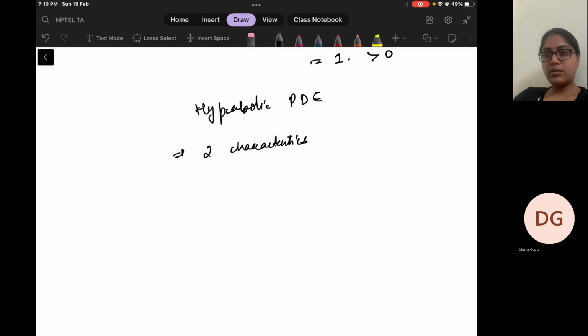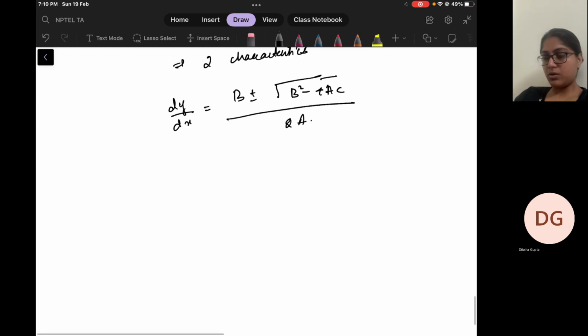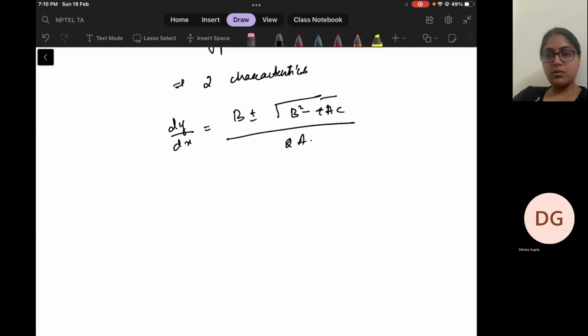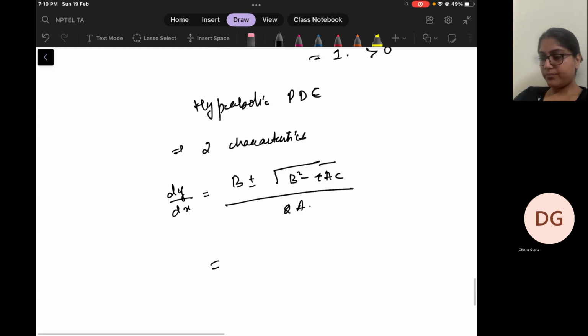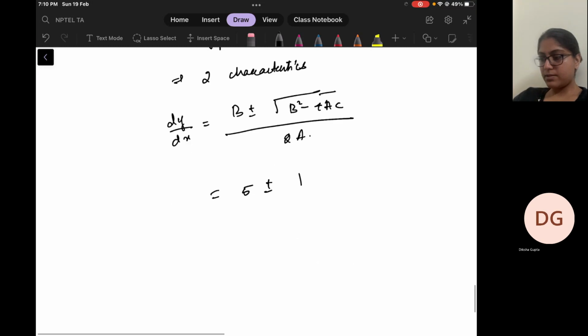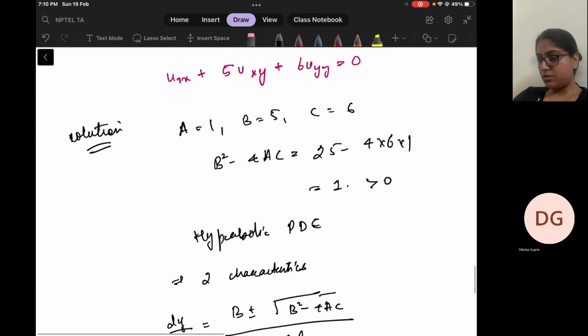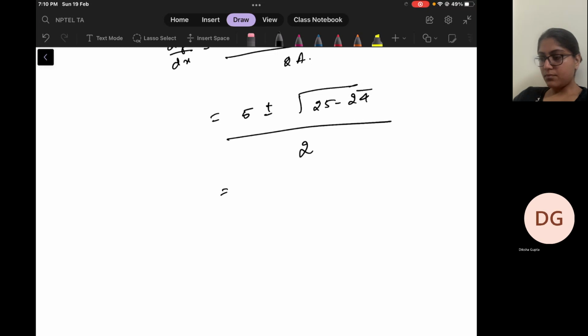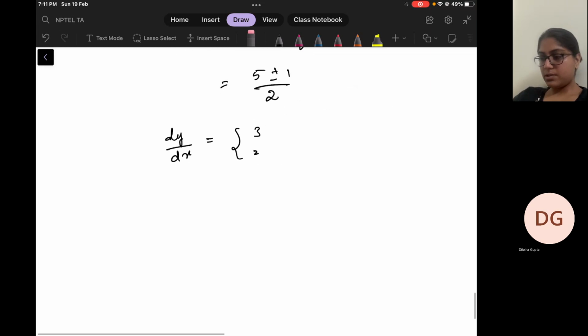Okay, and how do we find those characteristics? dy by dx is equal to b plus minus root of b square minus 4ac over 2a. Again and again I'm saying, please go through the theory part first to understand what is going on. So this will be 5 plus minus 1 over 2, so dy by dx is equal to 3 and 2, which are the two characteristics.